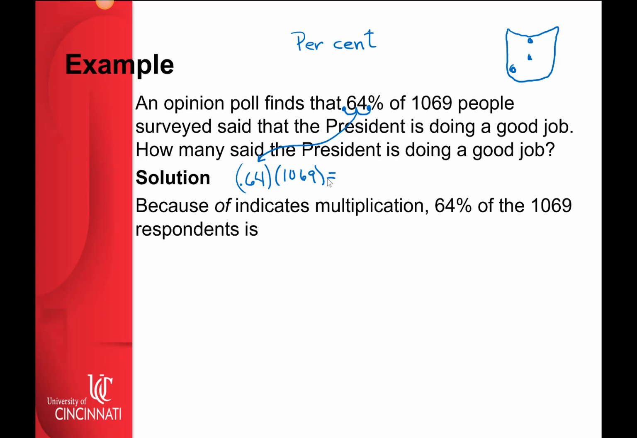Now, think. Don't just plug numbers into your calculator. Before I start poking in numbers, should my final answer be bigger or smaller than 1,069? Smaller. Please don't give me an answer of 2,000. Sometimes people just get whipping numbers around and whatever the calculator says has got to be right because it's the calculator. All it does is mess with the numbers the way you tell it to. So we're going to do 0.64 times 1,069.